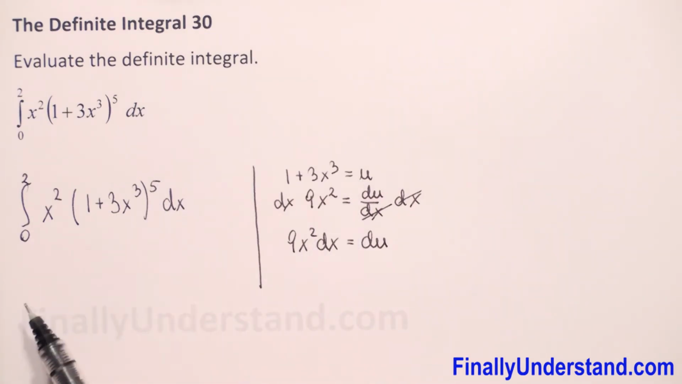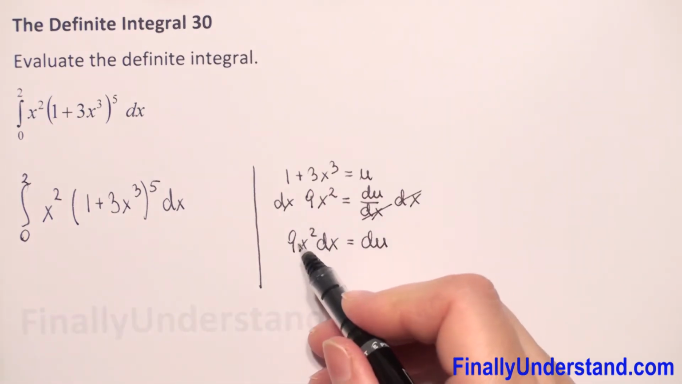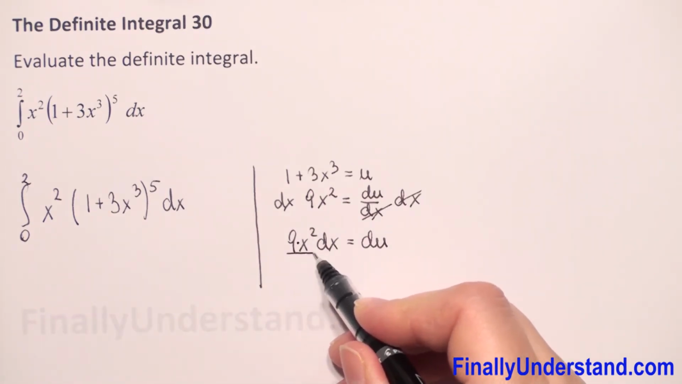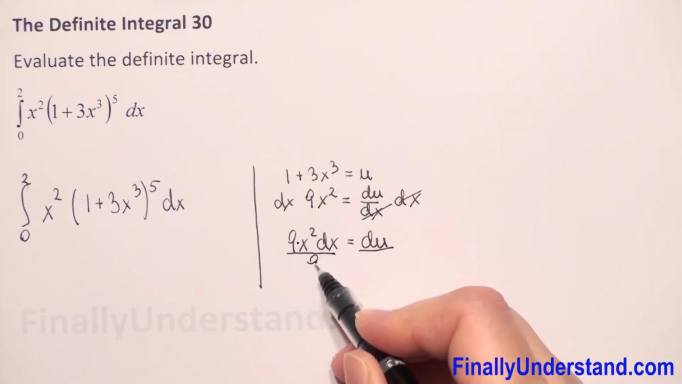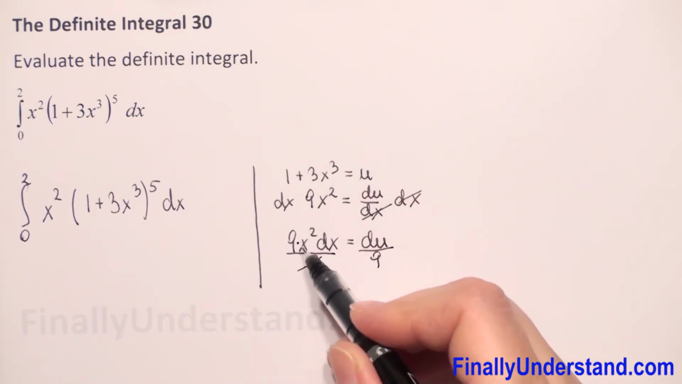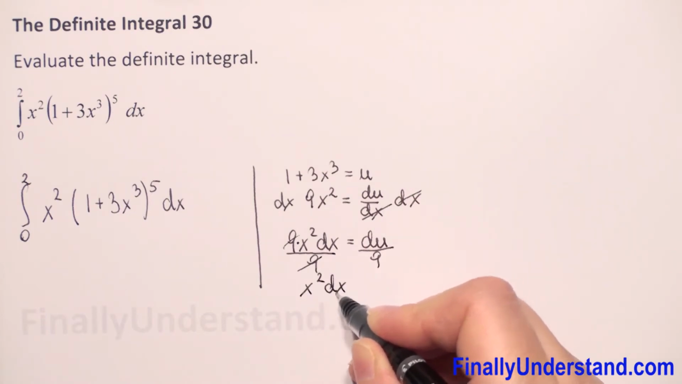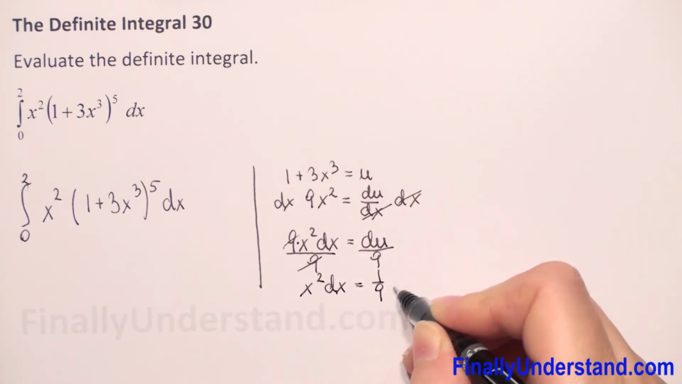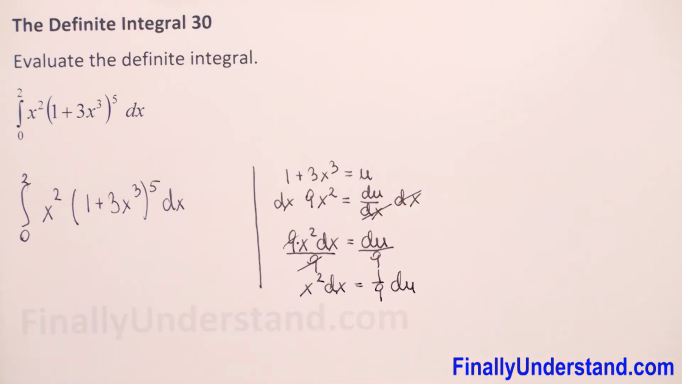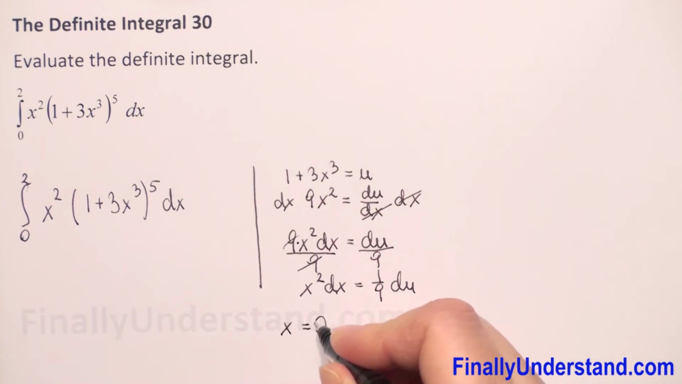So it will be u to the 5th power times x squared dx. We don't have 9. And because we have multiplication here, I will divide both sides by 9. So now the 9 and 9 we can reduce, and we have that x squared dx is equal to 1 over 9 du.